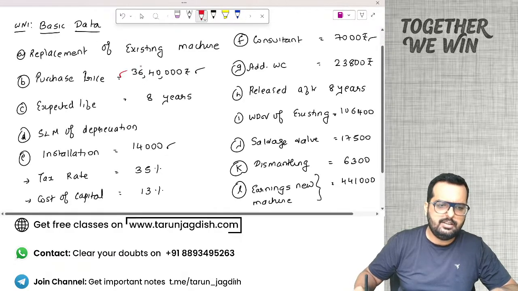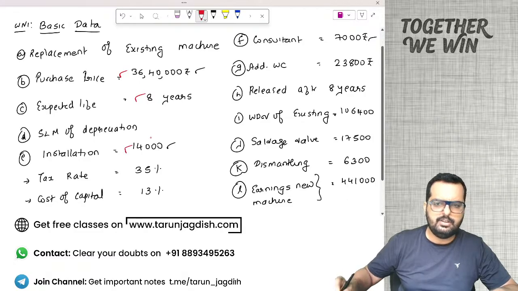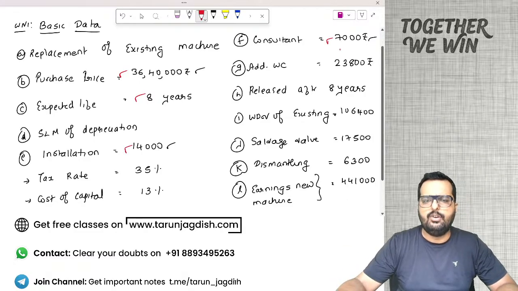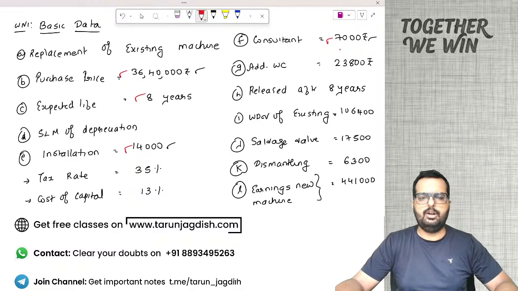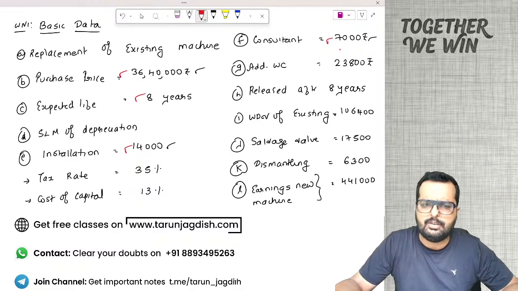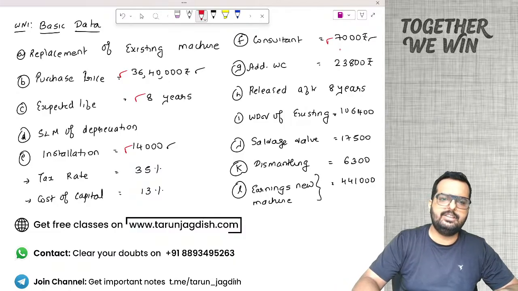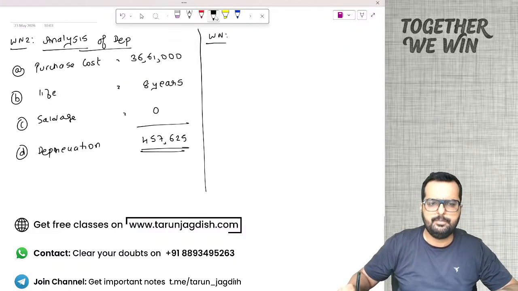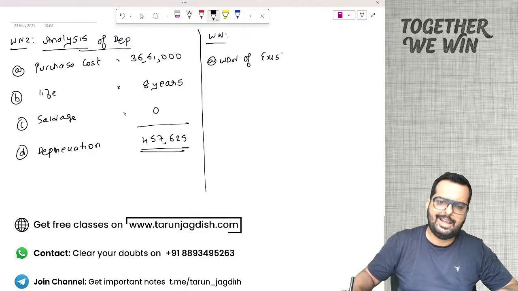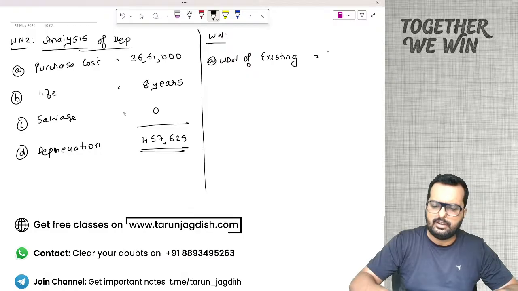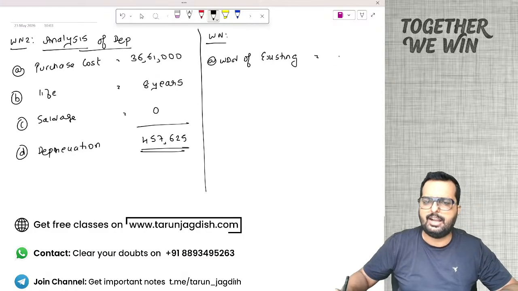So I think we have considered this. We are done with this. We are done with this. This is also done. Working capital will come in year 0, that we don't have to do as an analysis part. We'll do it in the NPV calculation. The WDV of the existing machine is given now, so I'll write down over here: WDV of the existing machine.